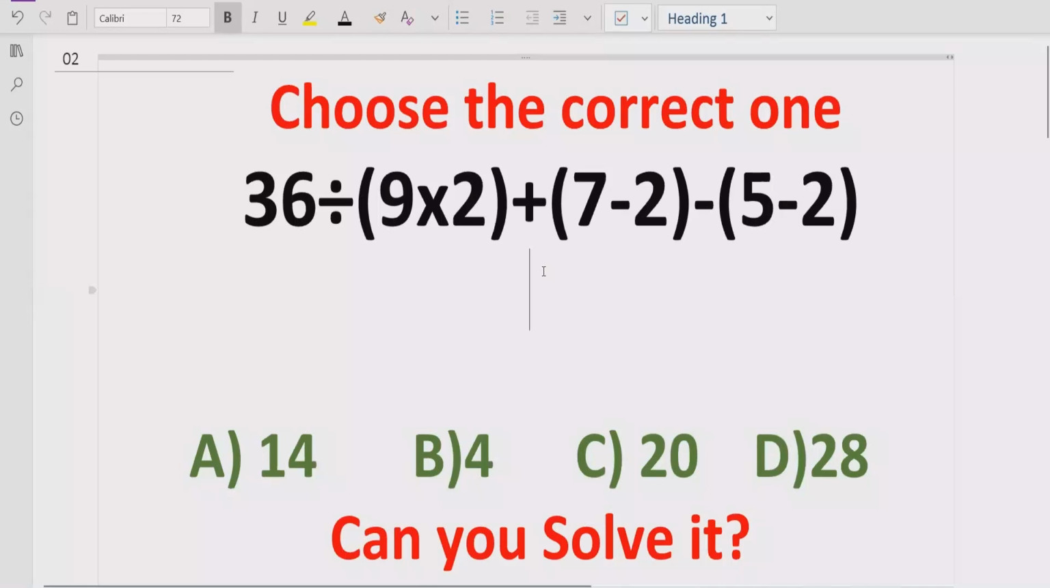Today we will solve another quiz which is related to arithmetic expression. It is a very long quiz, a long expression which contains the basic operations: addition, multiplication, division and subtraction. So we have to solve this quiz using the PEMDAS and BODMAS method and find out which answer is correct. Here we have the four answers: 14, 4, 20, and 28. So after solving it, let's see which answer is correct.